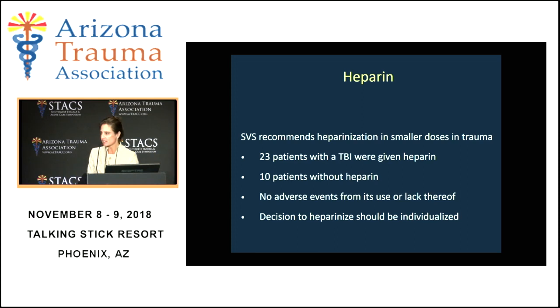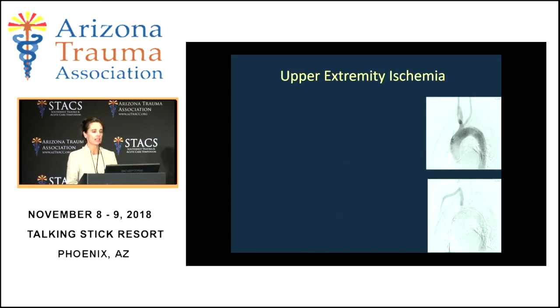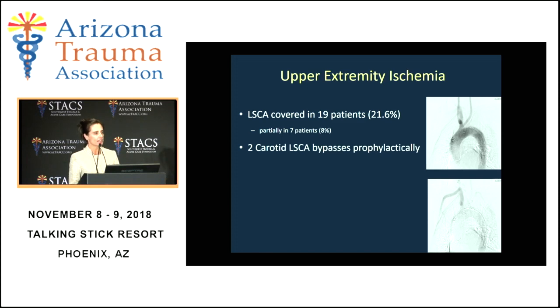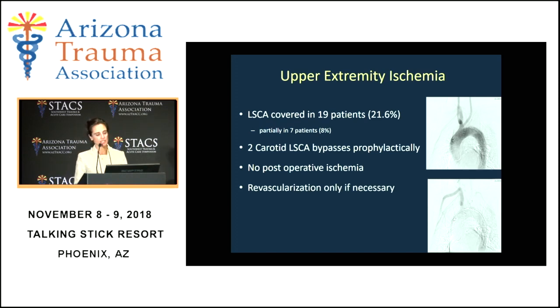So really the decision there is that heparin should be individualized per patient. It should be a multidisciplinary discussion, neurosurgery, trauma. Everybody should have their hands in the game and decide how to deal with these patients and whether heparin is a good idea. The question about upper extremity ischemia, can we cover the subclavian artery? Does it even matter? We covered it in 19 patients and partially in 7. There were 2 carotid left subclavian bypasses that were just done prophylactically, one because a patient had a CABG. There was no postoperative ischemia, and revascularization only occurred if necessary.